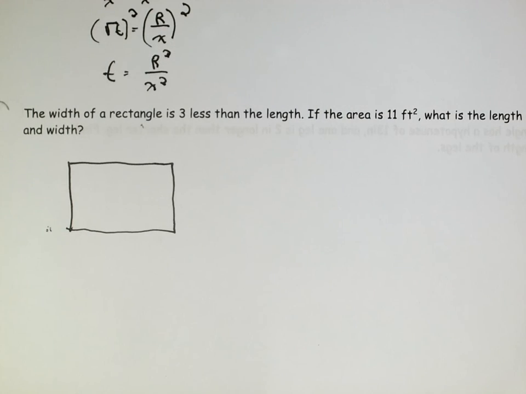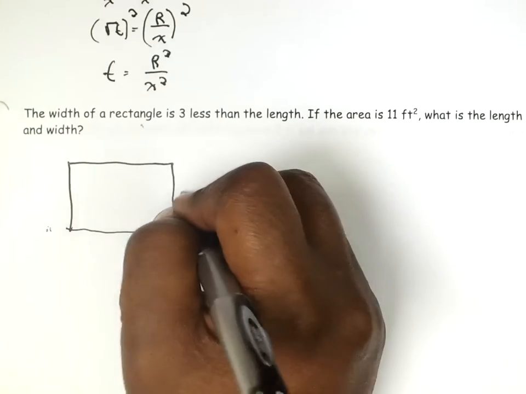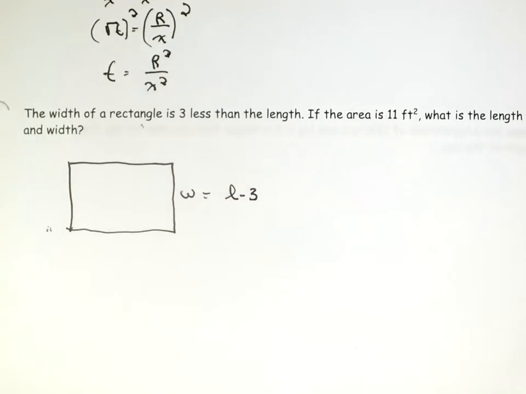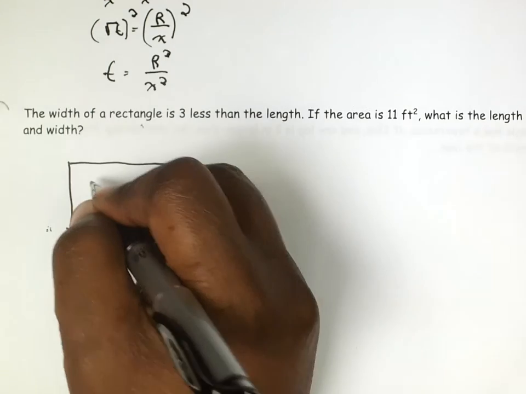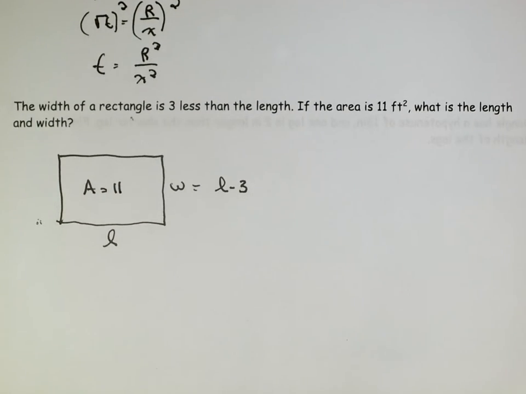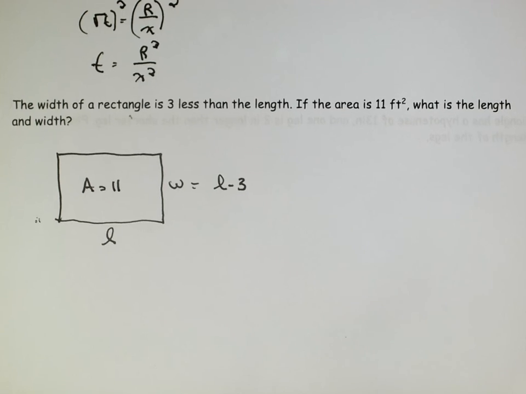We have the width of a rectangle is 3 less than the length. So if that's the width, it can also be written as L minus 3 since it's 3 less than the length. And this is the length. And then we're also given that the area is equal to 11 square feet. And they want to know what is the length and the width.